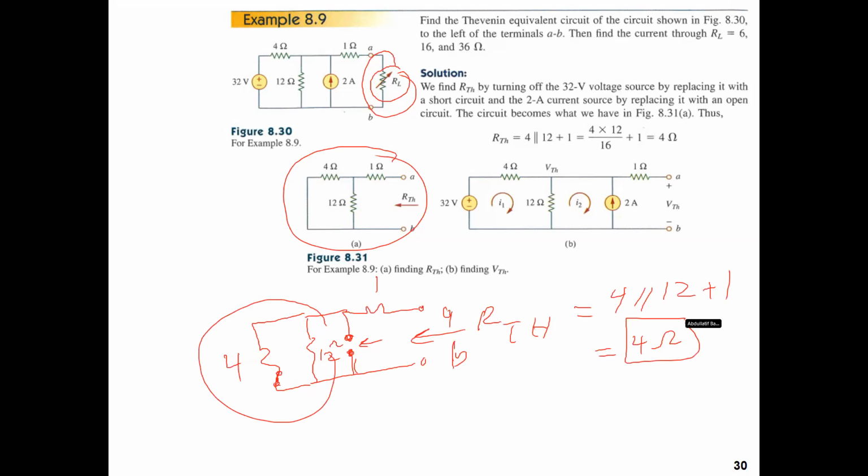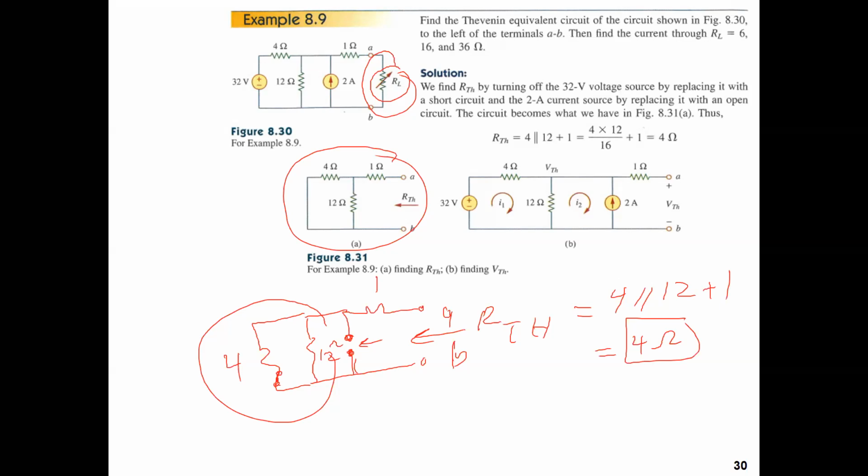Okay, so that's step number 1. Step number 2, we need to find VTH. Finding VTH, we might need to use the other techniques that we used before. So we might need to use Ohm's law and nodal analysis or mesh analysis or source transformation. So that's why the previous chapters are very important to understand and to review.